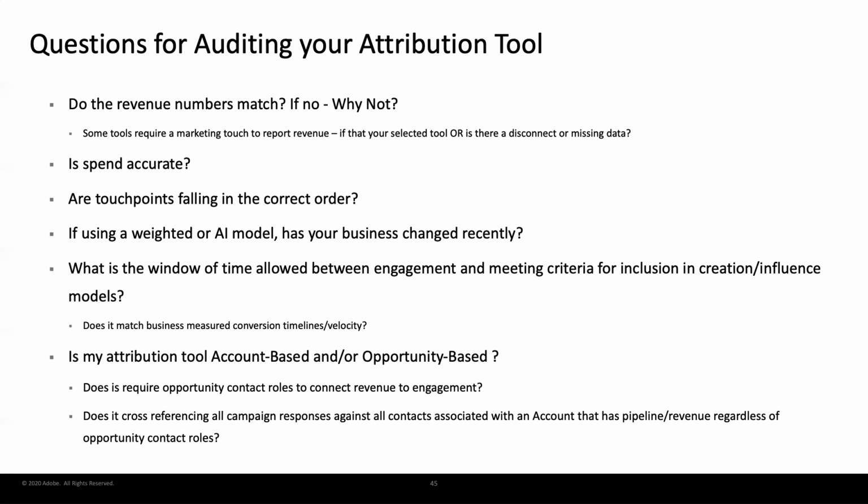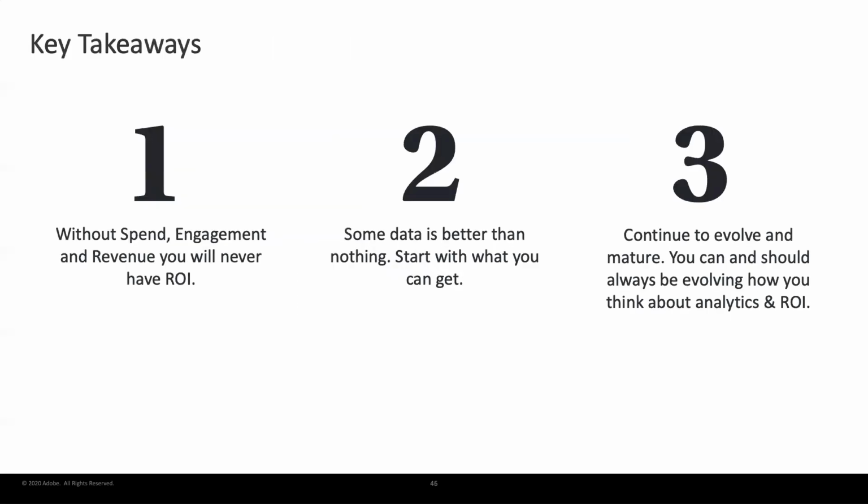All right, so getting ready to wrap up here. Key takeaways: obviously, without spend, engagement, and revenue, you will never have ROI. Some data is better than nothing, so start with what you have. Work with what you can get and then improve from there. Figure out where your gaps are and build a roadmap for how to get the data you need to report on the KPIs that you're being asked to present by the business. If you don't know what questions you need to be answering, you don't know what data you need in order to answer them. And then, always evolve and mature.